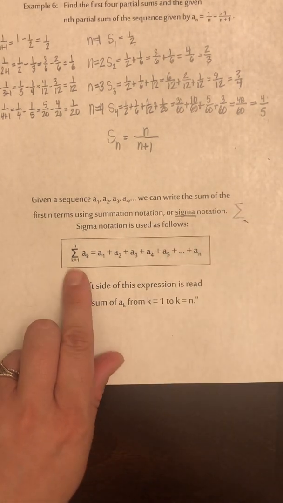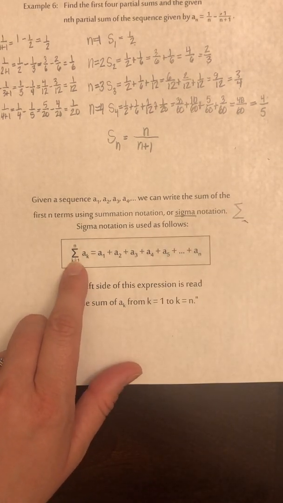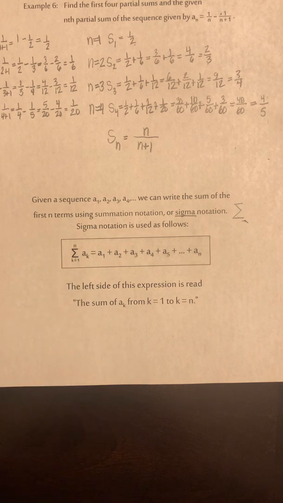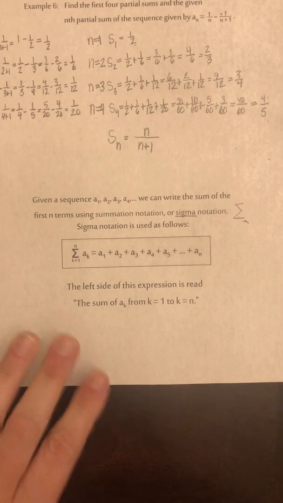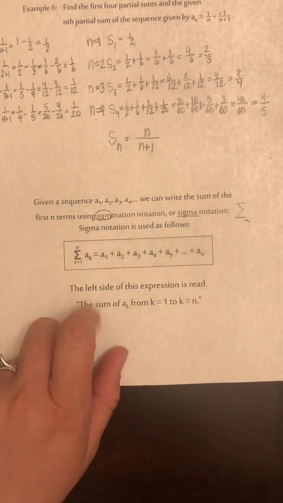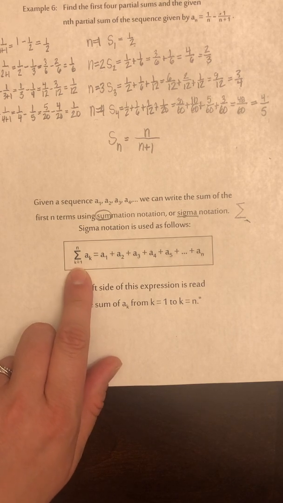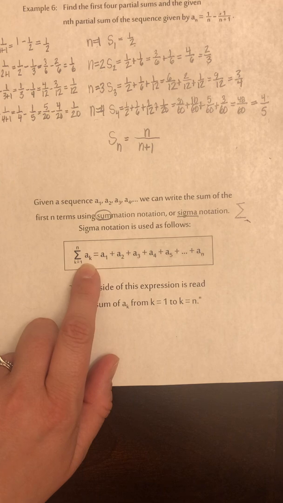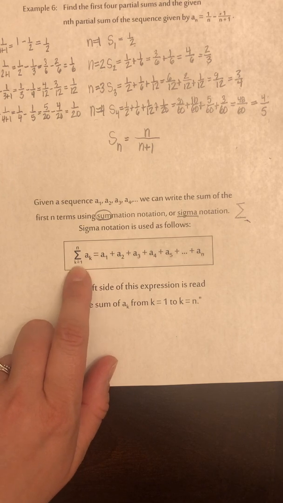Okay, so when you see this symbol, sigma notation, also summation notation, it means you're going to be adding terms because it's a sum. That's the key phrase right there. We're going to be adding. Here it says that you're going to start when k is 1. So in other words, with the first term, whatever is down here.